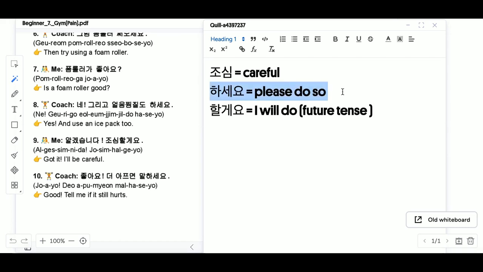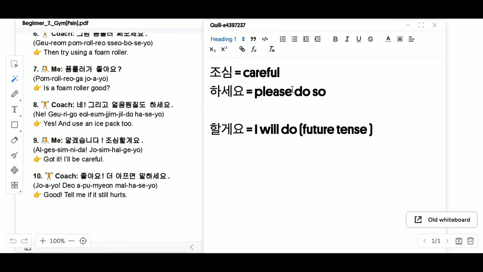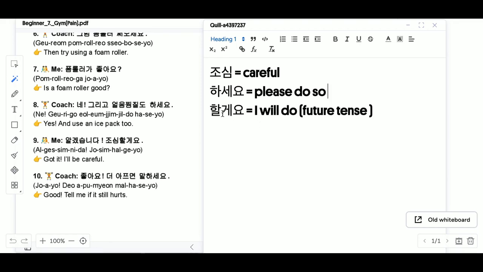But 하세요, basically it's also future tense, right? Like please do so in the future, right? You're proposing. And 할게요 is like okay, I will do it in the future. So if somebody asks you 하세요 and you're going to do it right now, or you're already doing it, you're in progress, then 해요, like I'm doing it. But instead of saying 할게요, it will be I will do. But 하세요 can be also future and present, so that's the difference.